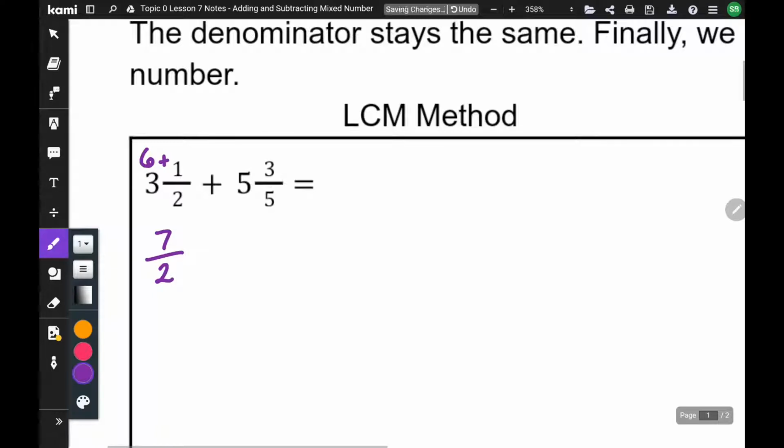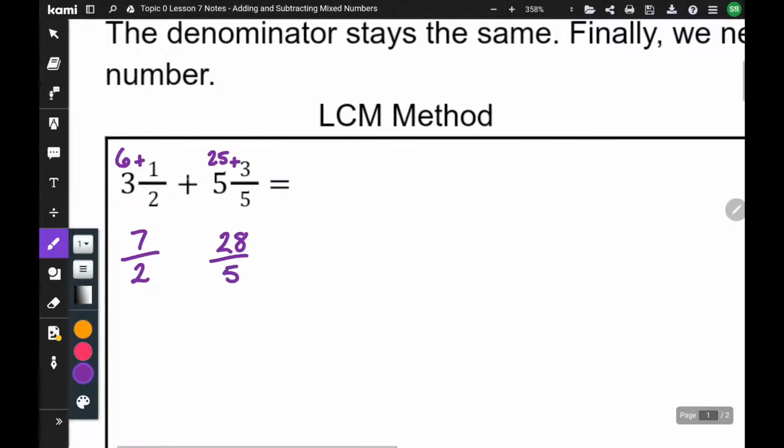Now I come over to 5 3/5 and I repeat the same process. I'm going to take 5 times 5, which is 25. And then I'm going to add the numerator and get 25 plus 3, which is 28 for my new numerator. Denominator will continue to stay the same. This is an addition problem, so I'm going to put a plus sign in the middle.